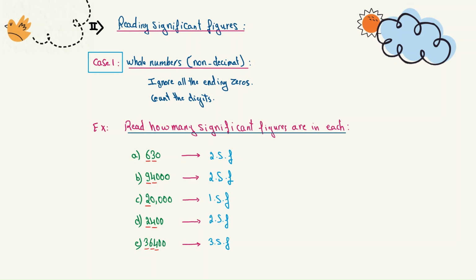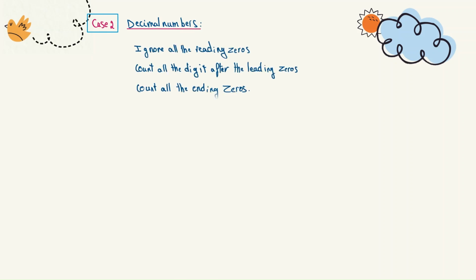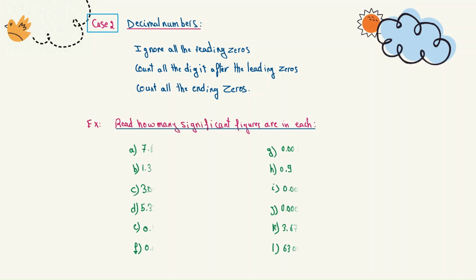Now let's move on to the case of decimals. Case 2, decimal numbers. Ignore all the leading zeros and count all the digits after the leading zeros, including the ending zeros. We're going to understand how we apply them in these examples. Read how many significant figures are in each of the following numbers. Remember that we count all the ending zeros.